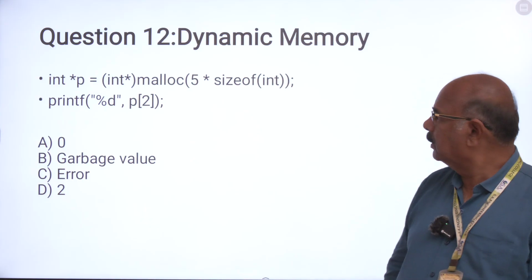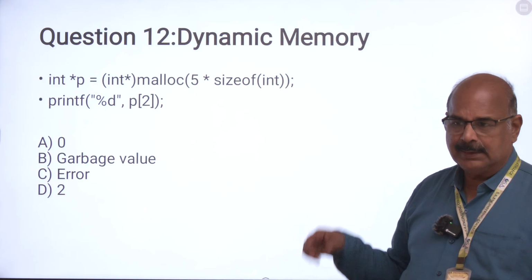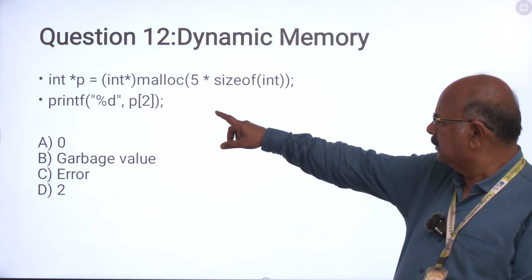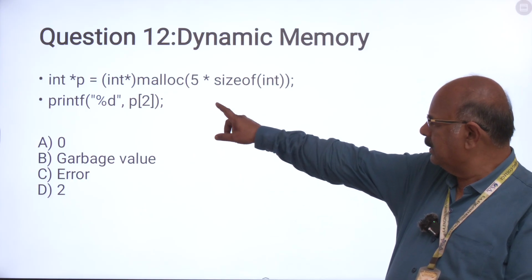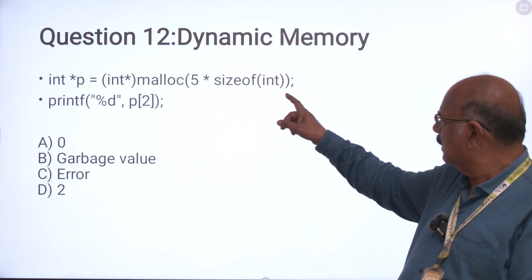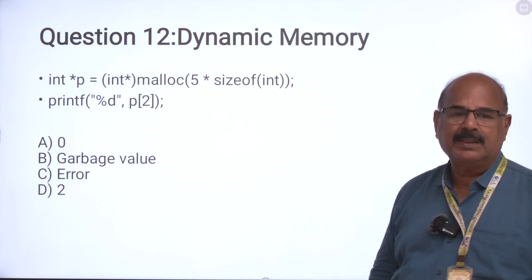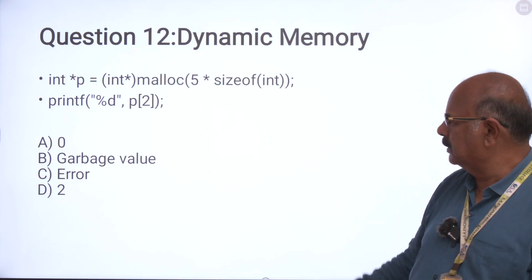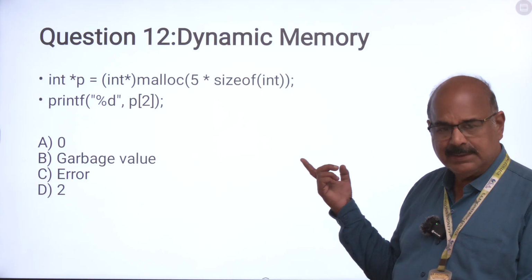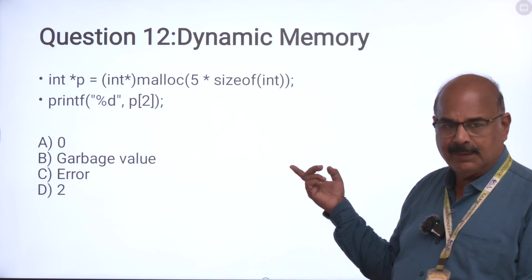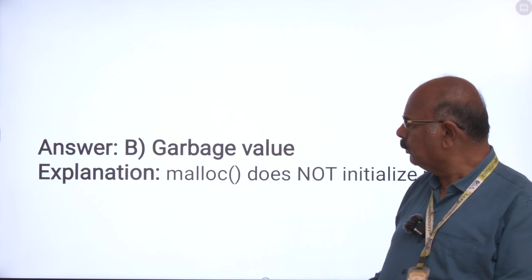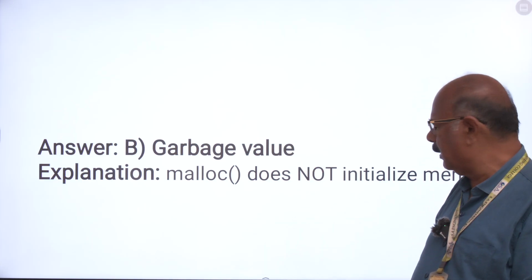Next, question number 12, dynamic memory. You know that dynamic memory is always used. So here we are giving integer pointer p, with malloc of 5 times the size of the integer. What will be the printf value we are getting? Will it be 0, or a garbage value, or an error, or 2? The answer is garbage value.